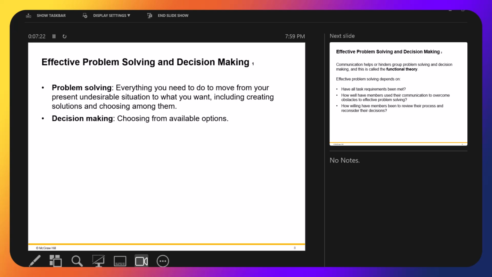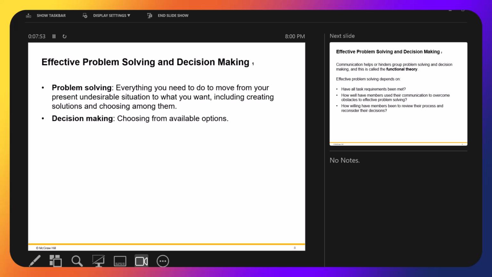Problem solving: everything you need to do to move from a present undesirable situation to what you want, including creating solutions and choosing among them. So when you look at it, problem solving is everything: you know where you are. What do I have? What is it I'm trying to do? What is it I'm trying to improve or fix? And how do I go about doing this? And being creative and laying all the solutions out there to choose the best.